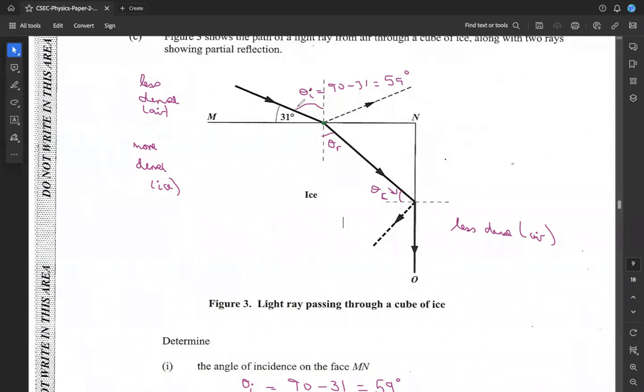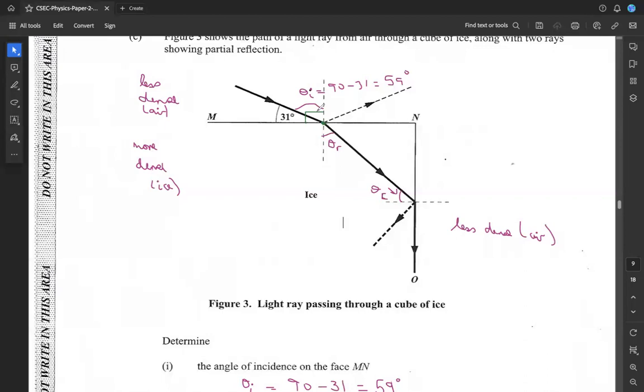And so the angle between the normal and the incident ray is our angle of incidence. So this is our angle of incidence, and this is what they're asking us to determine in this first question. In order to do that, we know that the total angle here is a 90-degree angle. This whole thing is 90 degrees. And they told us that this angle between the face MN and the incident ray is 31. And so we need to find this angle, which is our angle of incidence.